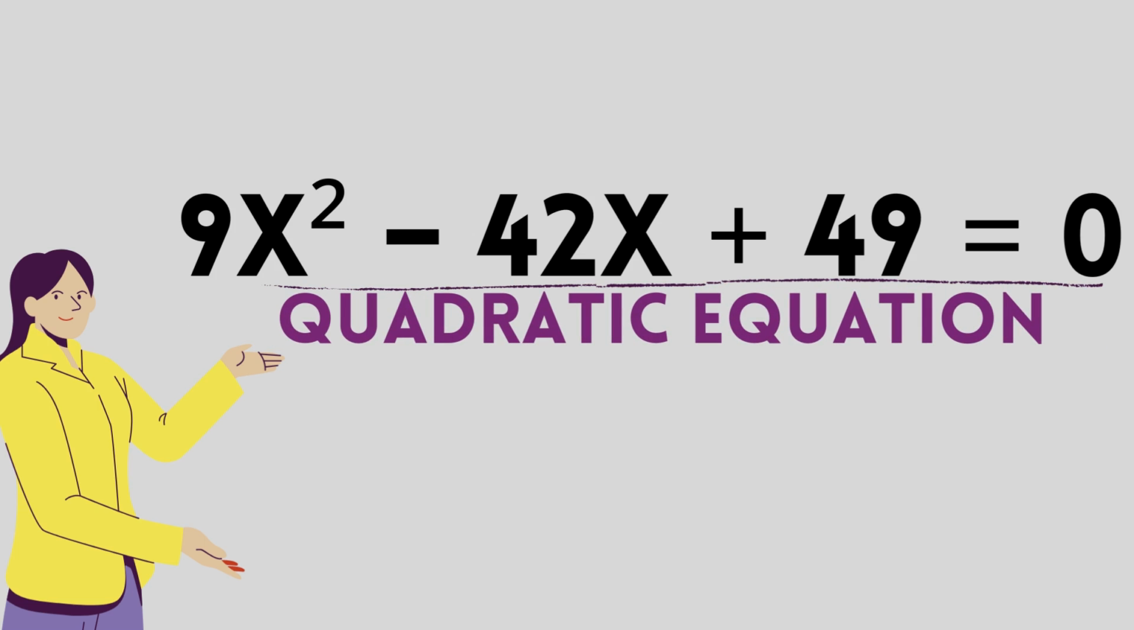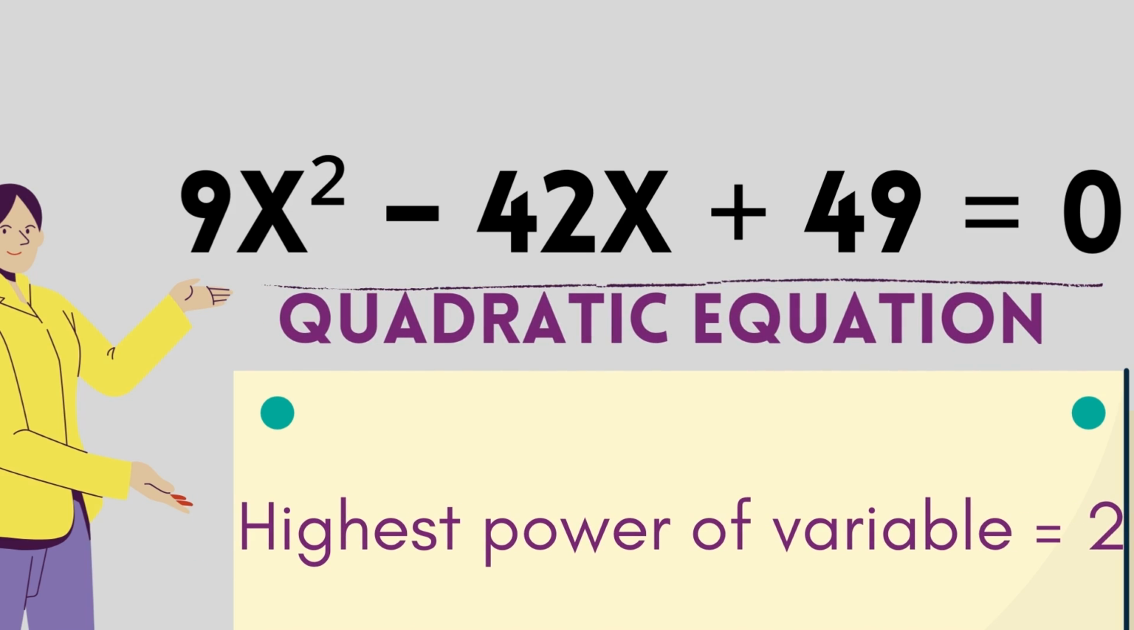So we can conclude that the highest power of x in this equation is 2, and such equations having the highest power as 2 are termed as quadratic equations. So now we know that the equation in hand is a quadratic equation.